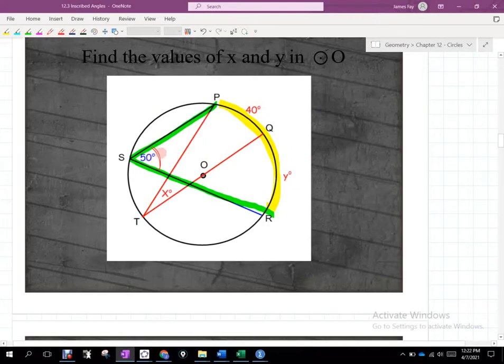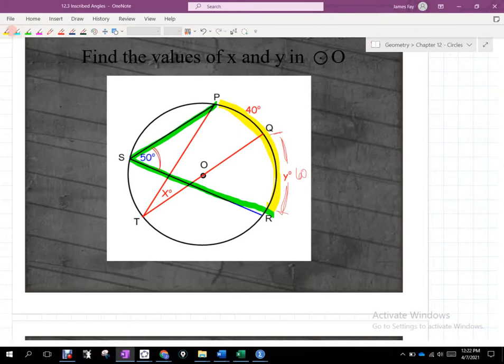So as you move out from an inscribed angle to the arc, you get bigger, okay? So you need double that. So I get 100. So if I know P to Q, that arc is 40, then Y has got to be 60. Good.